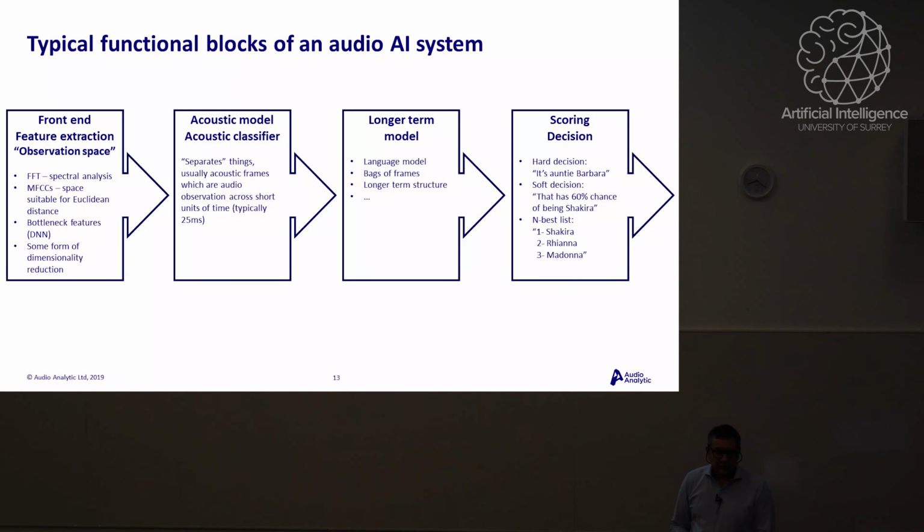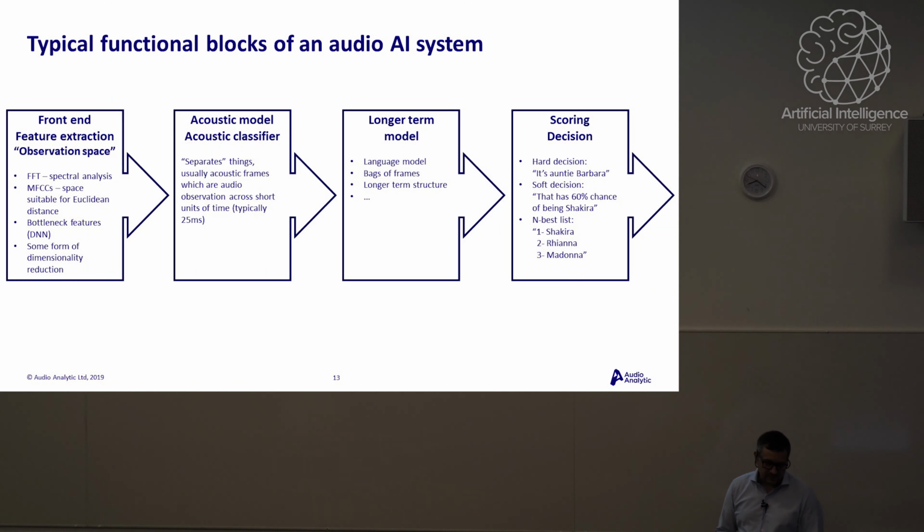So what are the typical functional blocks of an audio AI system? You have roughly four blocks in most systems. You have the front-end feature extraction, which builds the observation space. Most of the time it uses a fast Fourier transform to get to the spectrum of the sounds, so the frequency components that are making your sounds. Then it transforms the spectrum into Mel frequency cepstral coefficients, which are a space suitable for Euclidean distances. It doesn't have to be Mel frequency cepstral coefficients. It could be all sorts of other features derived either from the Fourier transform, from the frequency analysis, or from the time domain analysis of sounds.